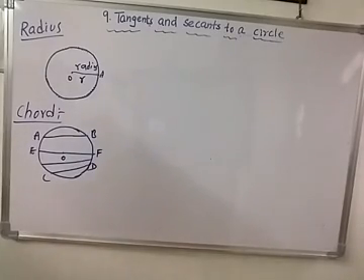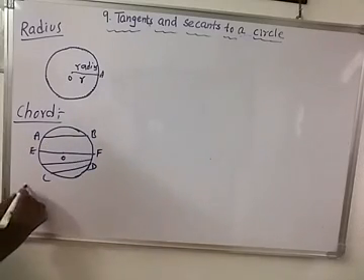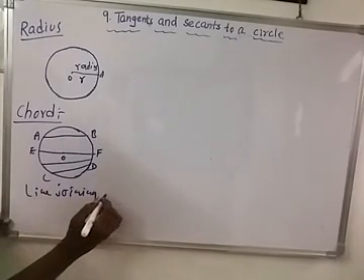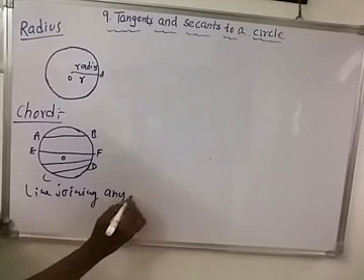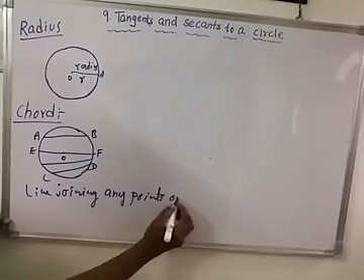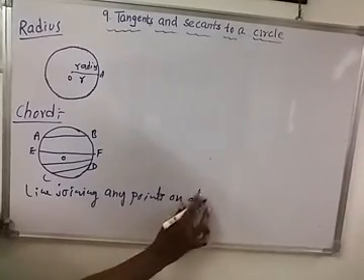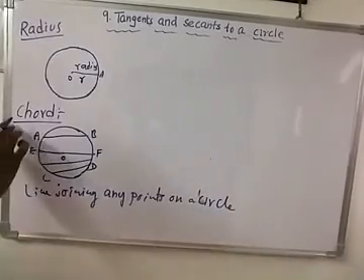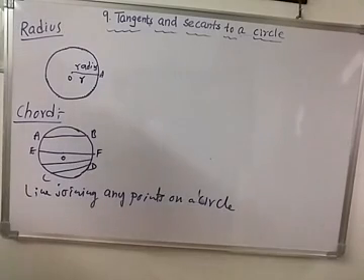So what is a chord? A line joining any 2 points on a circle is called a chord. Okay, right.